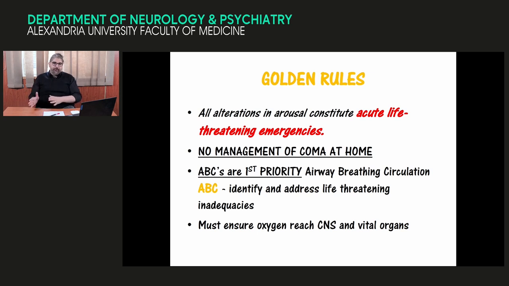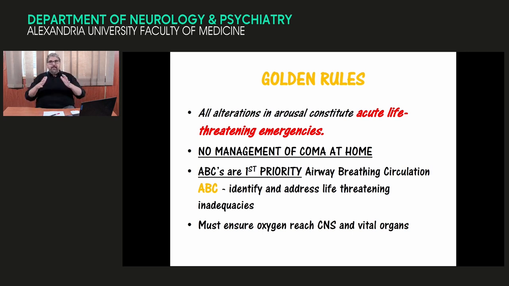He should be transferred to the emergency room and you should start to deal with the patient as an emergency, taking as first priority what is called the ABCs: the airway, breathing, and circulation. Identifying and addressing any life-threatening inadequacies. And actually, in dealing with a patient with coma or disturbed level of consciousness, we should be a multitask doctor rather than a neurologist. If you are a neurologist sitting in the ER and receiving the patient, you should think more broadly.